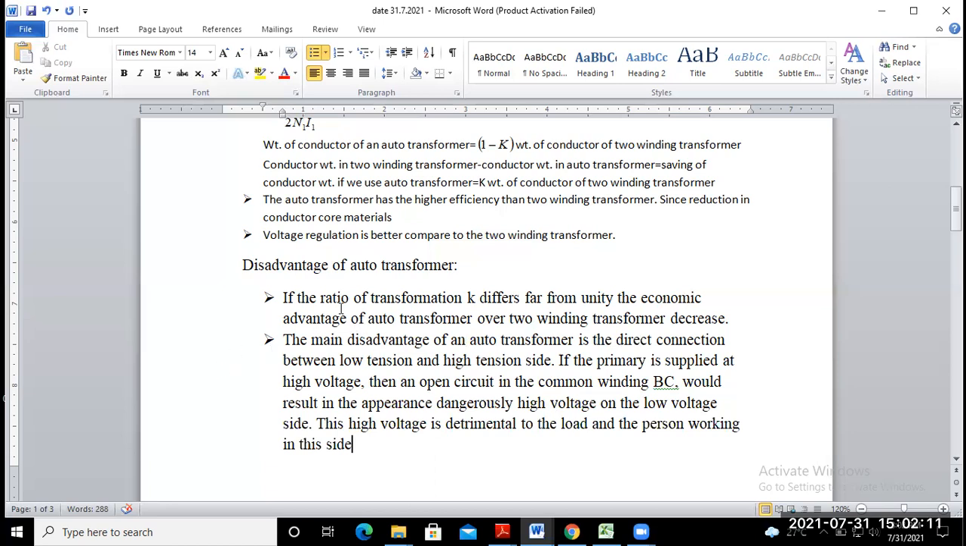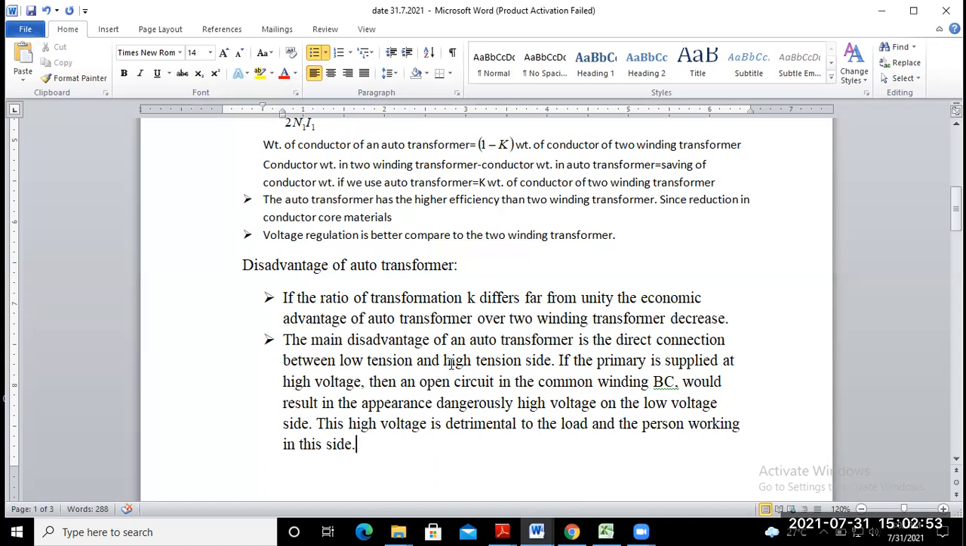You already noted the conductor saving when the auto transformer is used compared to the two-winding transformer: the transformation ratio times the weight of the conductor of the two-winding transformer. So we try to keep that transformation ratio near unity as much as possible, so that we can get the economic advantage. But if it is far away from unity, then the economic advantage of the auto transformer decreases. And the next point, the main disadvantage, is this one: some part of the winding is common between the primary and secondary winding.